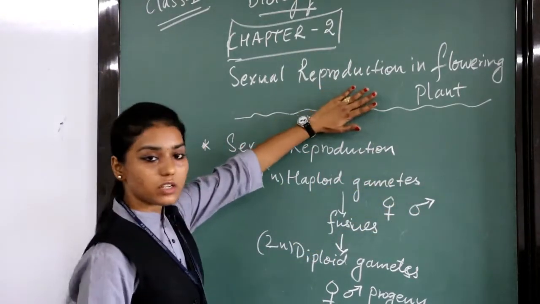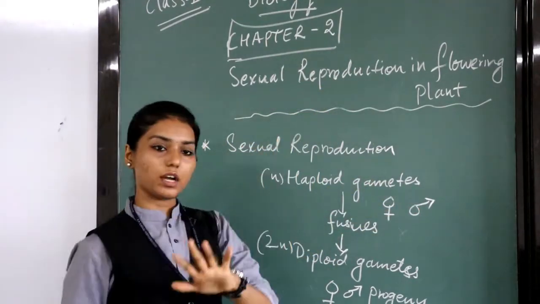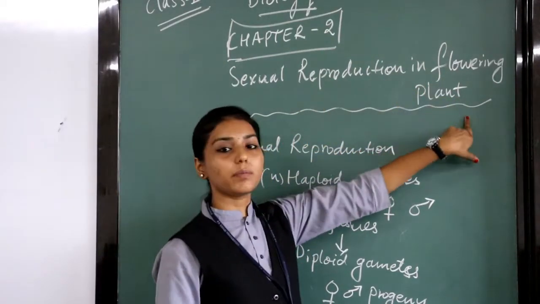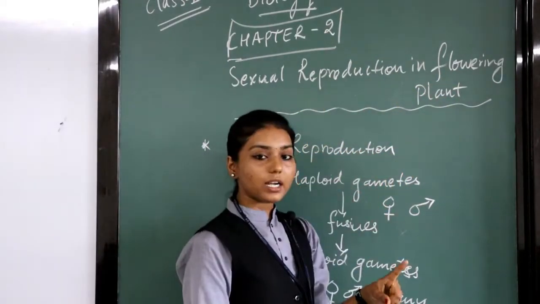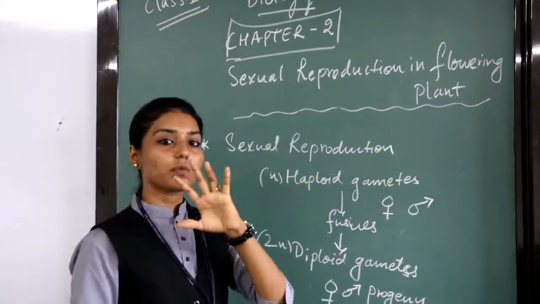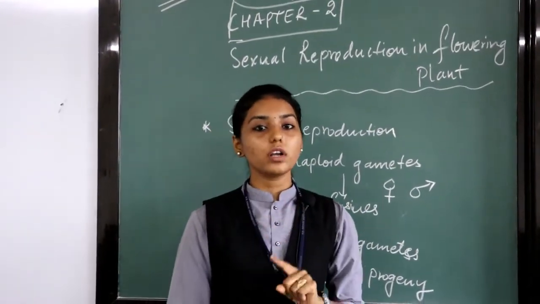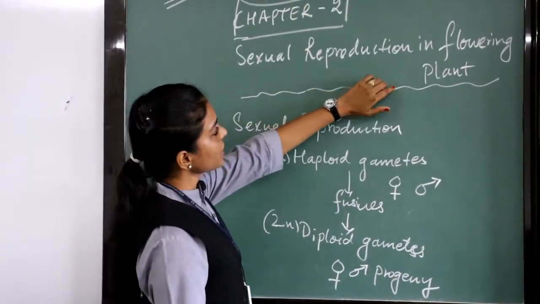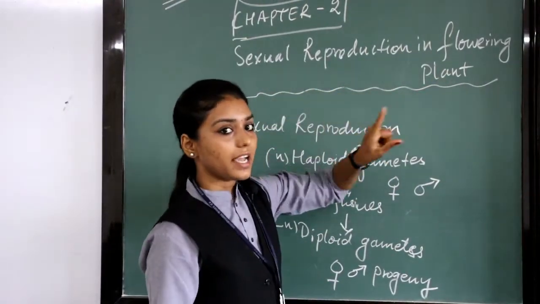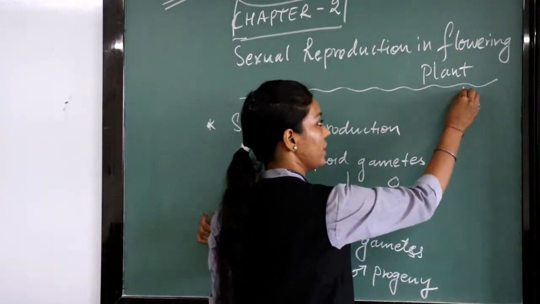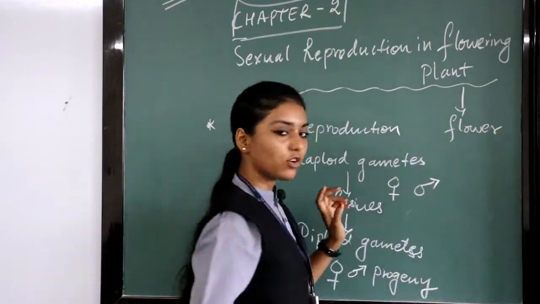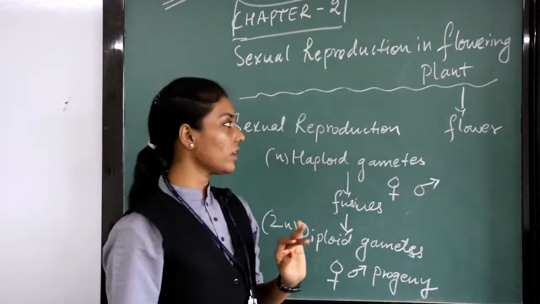Sexual reproduction. Sexual reproduction occurs between two individuals or two gametes. Now in this particular chapter, you would have understood sexual reproduction with the definition part. Next is in flowering plant. In a flowering plant, we will see which particular organ is involved in sexual reproduction. So in this chapter, the flowering plant has an organ named flower. I hope the introduction is clear to all.